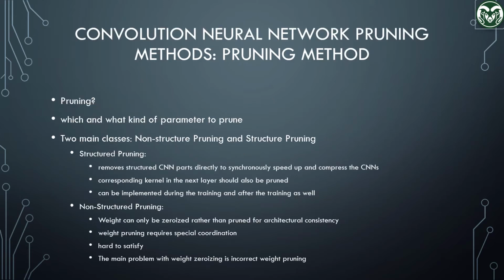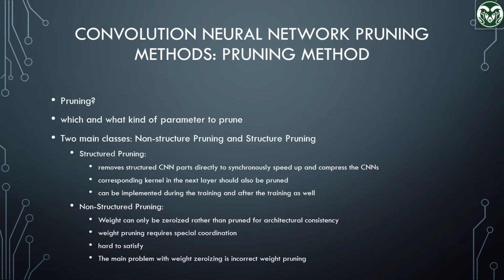In this slide, we're going to talk about convolution neural network pruning methods. So what is pruning? Pruning is nothing but the removal of redundant or unwanted parameters or neurons in the convolution neural network. By doing this, we reduce the model size and increase the efficiency of the model. There are two main classes in the pruning method, that is non-structured pruning and structured pruning.